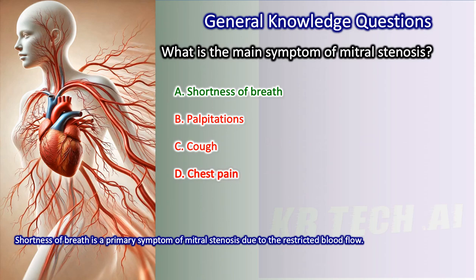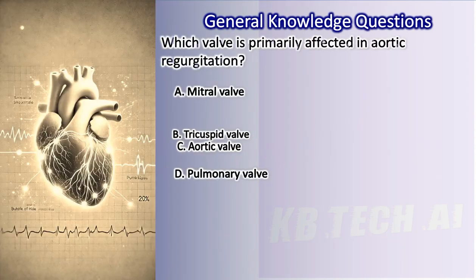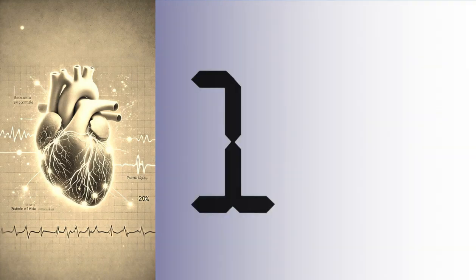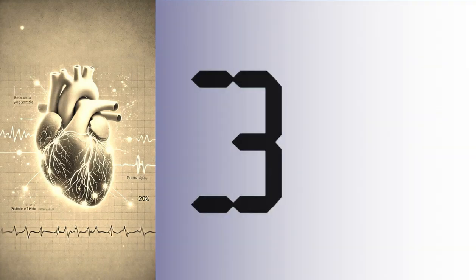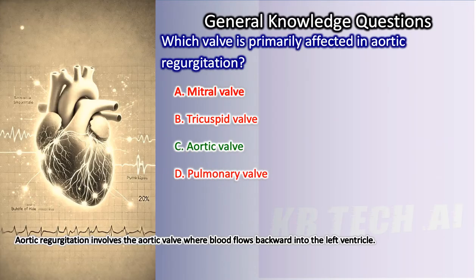Shortness of breath. Which valve is primarily affected in aortic regurgitation? Option 1. Mitral valve. Option 2. Tricuspid valve. Option 3. Aortic valve. Option 4. Pulmonary valve. The answer is option 3.